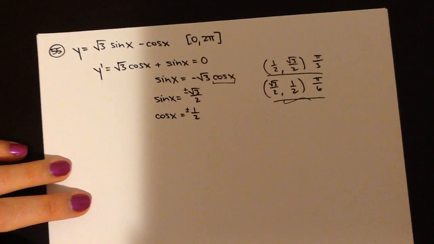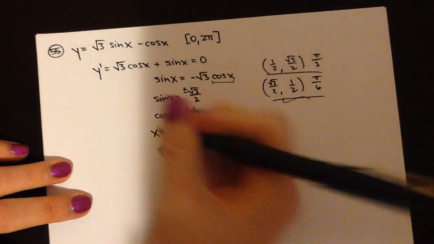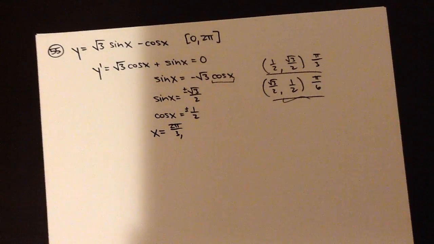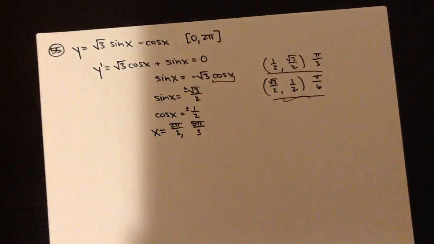So at the pi over 3 family members, they need to be opposite signs. In the second quadrant, they're opposite signs. So that is 2 pi over 3. At 2 pi over 3, the cosine is negative 1/2, and the sine is positive root 3 over 2. And then again in the fourth quadrant, which is 5 pi over 3, the cosine is positive 1/2, and the sine is negative root 3 over 2. Okay, so those are our two critical points.